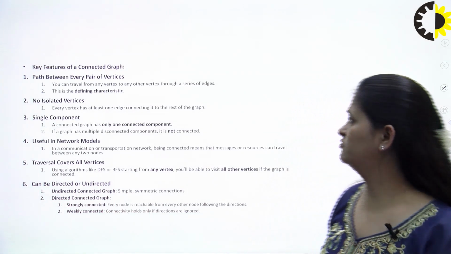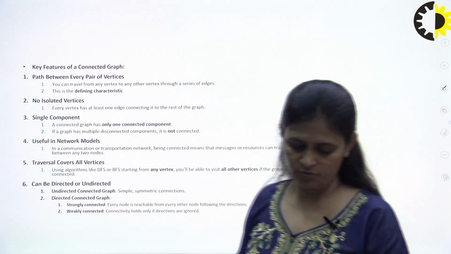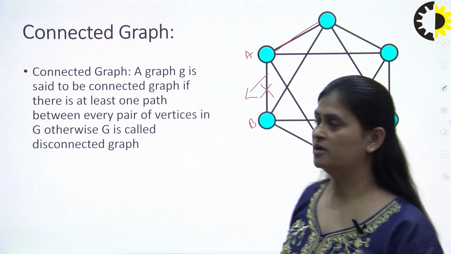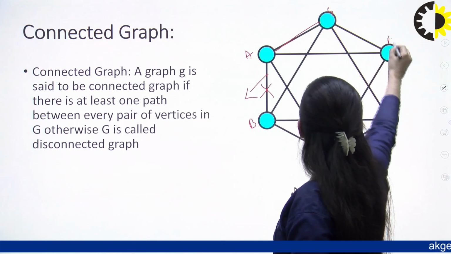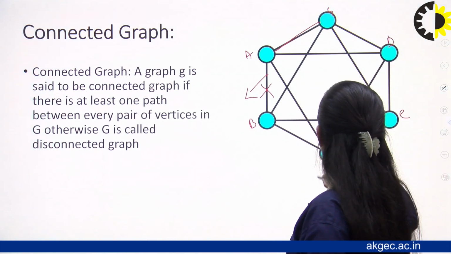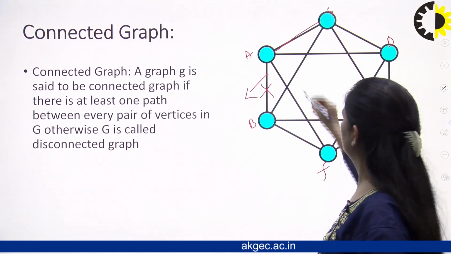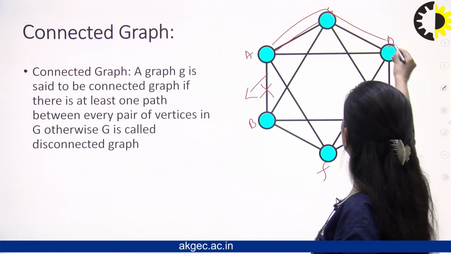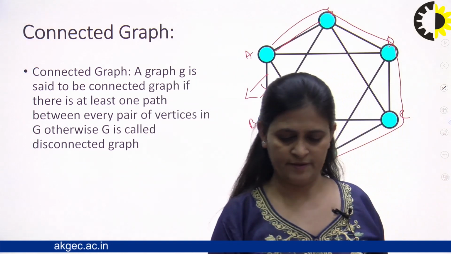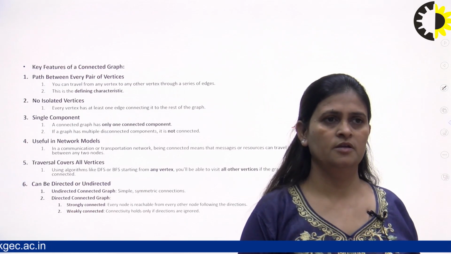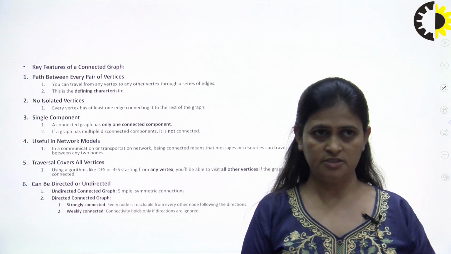A series of edges means, if you have vertices A, B, C, D, E, F and you want to travel from A to F, then you can connect A, B, D, E, and C, in a series. This is the defining characteristic.